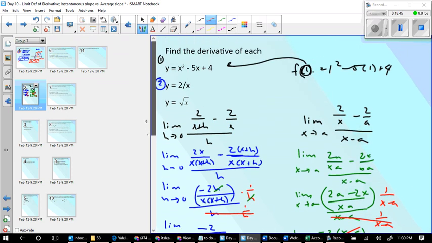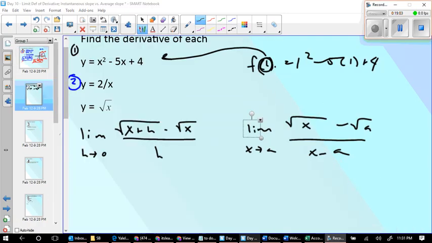Right, take a look at this last one, y equals square root of x. Go ahead and again, we're going to work through this in both methods. So write out your formula, your starting formula for both of them. And then I will once again show you those answers.